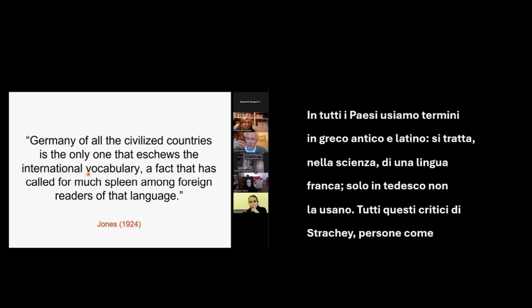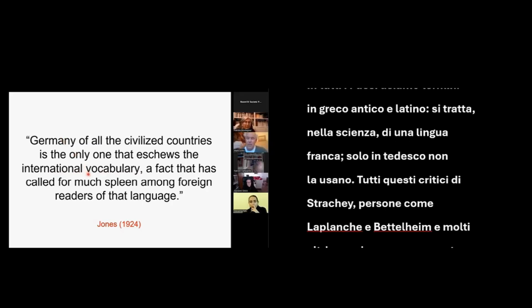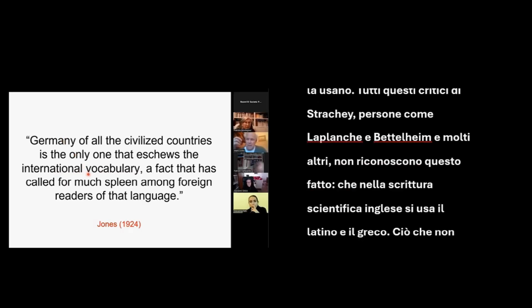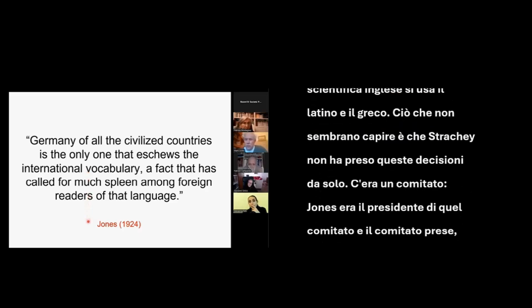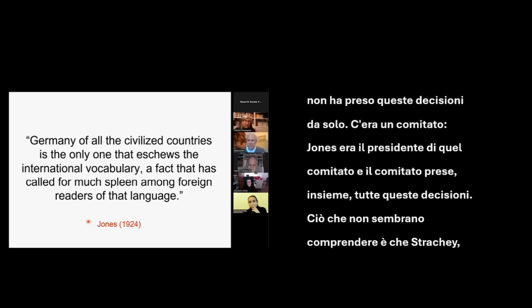So all of these critics of Strachey, people like Laplanche and Bettelheim and many others, they're not recognizing this fact that in English scientific writing, you use Latin and Greek. What they also don't seem to realize is that Strachey didn't make these decisions by himself. There was a committee. Jones was the chair of that committee, and the committee made all these decisions together.